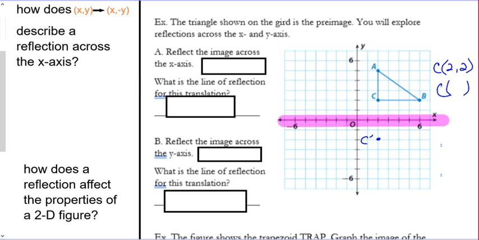So when I do the image of C, there's not much space there for myself. Let me try that again. The image of C is going to be 2, negative 2. Okay.